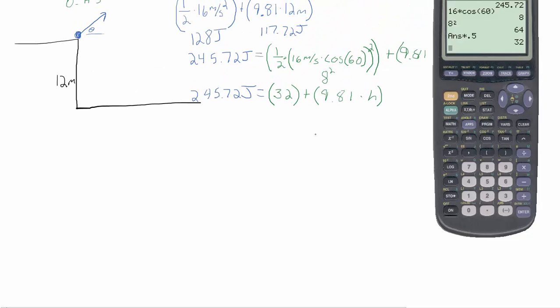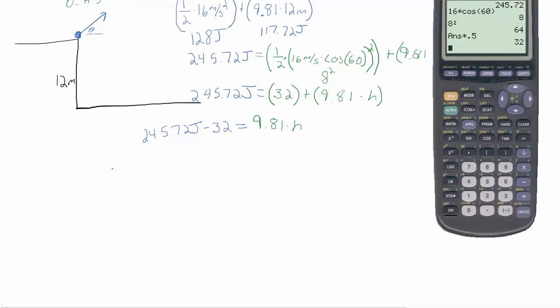Okay, so now we need to get this height by itself. To do that, first we will start rewriting this equation. So we have our 245.72 joules. And then we're going to subtract 32 from each side, minus 32. And now for the other side of the equation, all we have is 9.81 times height.